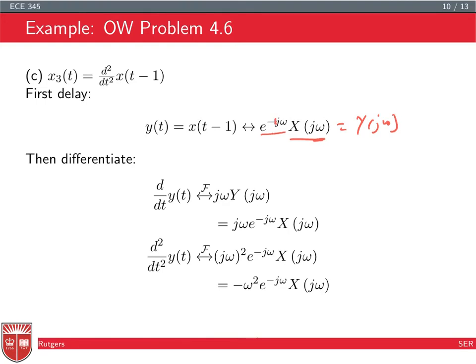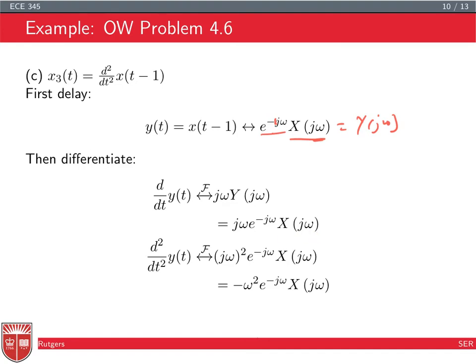Now we have to apply the differentiation property. So every time we differentiate, we're multiplying by j omega. So we're differentiating y of t, first differentiation, which corresponds to multiplying by j omega times Y of j omega. So this is going to be equal to j omega times e to the minus j omega times X of j omega.